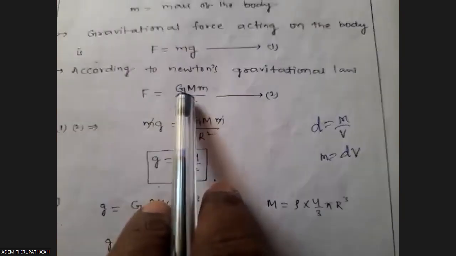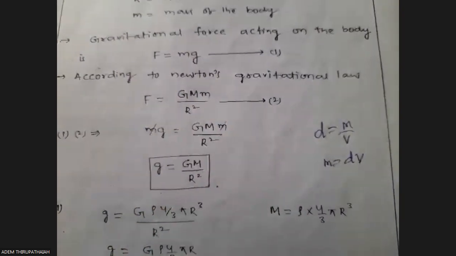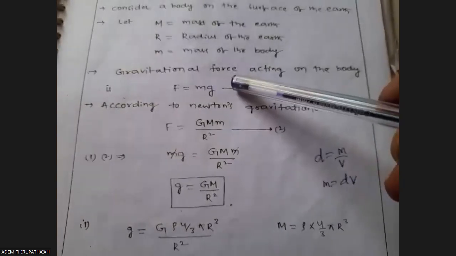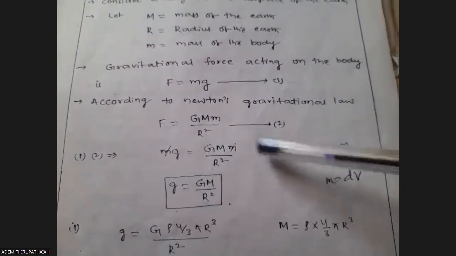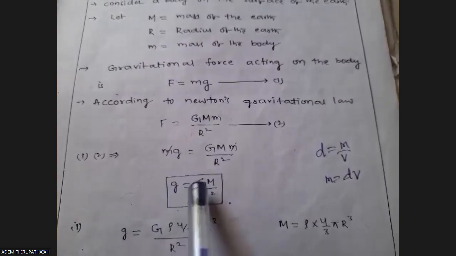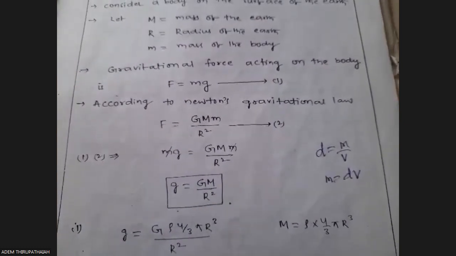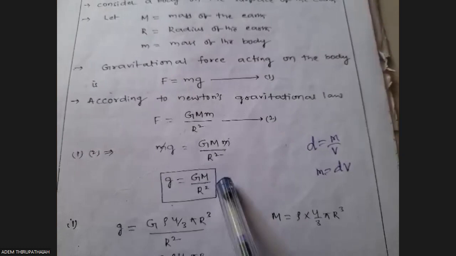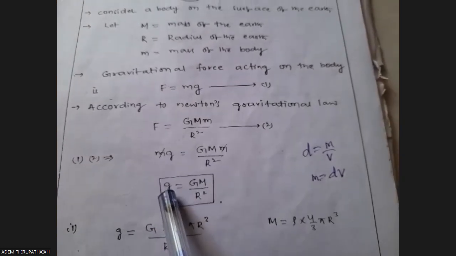According to Newton's law of gravitation, from the last class, the gravitational force is G m1 m2 by r square. In the same way, F is equal to capital G, capital M, small m by R square. This is equation 2. Equate equations 1 and 2. Therefore, small m cancels. Small g is equal to capital G, capital M by R square. This is the formula for the relation between small g and capital G.